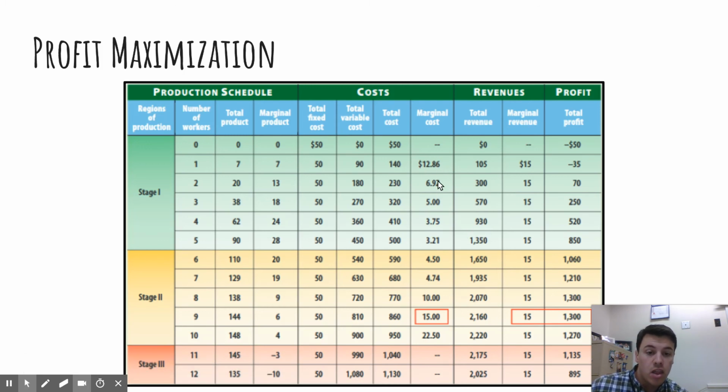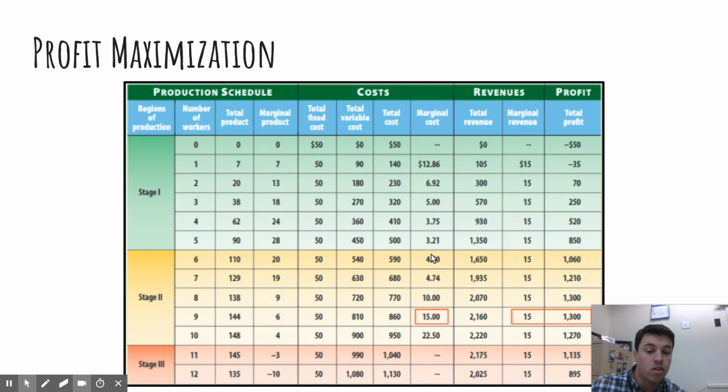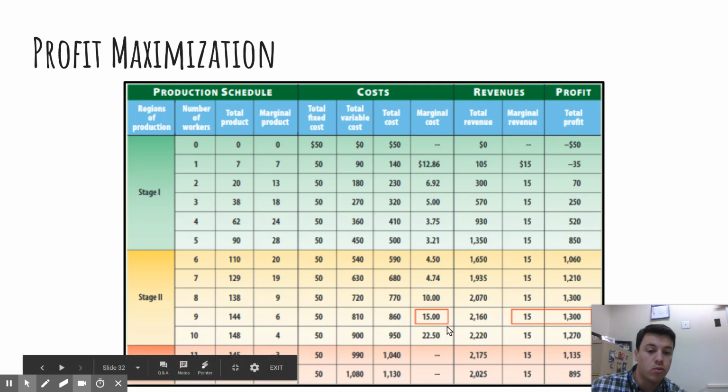Now notice that early on, when we're most efficient in stage one, our marginal cost goes down. And then as we get to stage two, it begins to increase again. But as long as the marginal cost is less than our marginal revenue, we should continue to produce. Now notice here, once we match up and our marginal revenue is equal to 15, and our marginal cost is equal to 15, that's where we're maximizing profits, and we're at 1,300 there. So just kind of a trick there. It's definitely something you're going to want to remember. The MR equals MC. That's an important step to remember.